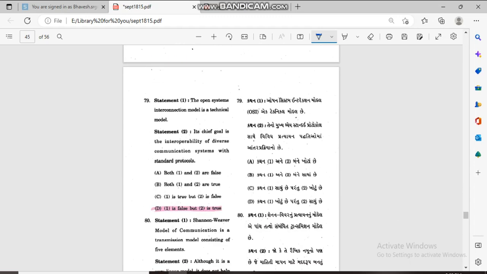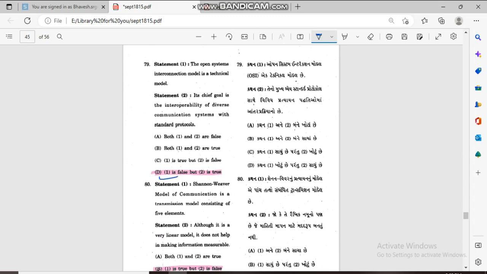Statement: the Open Systems Interconnection model is a technical model. Second statement: its chief goal is the interoperability of diverse communication systems with standard protocols. First is false and second is true.